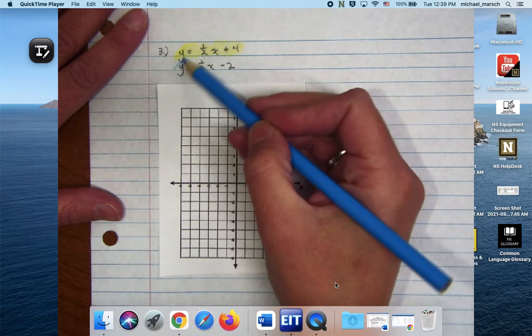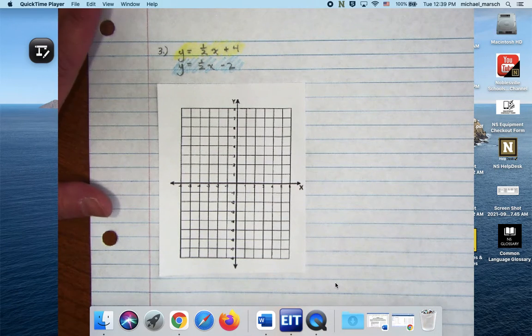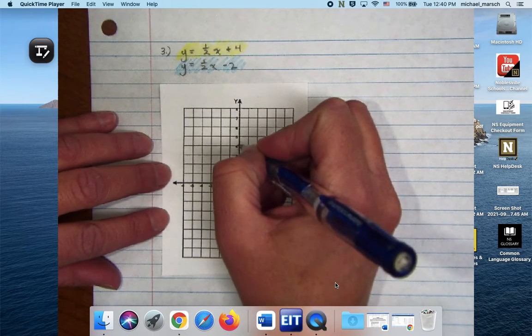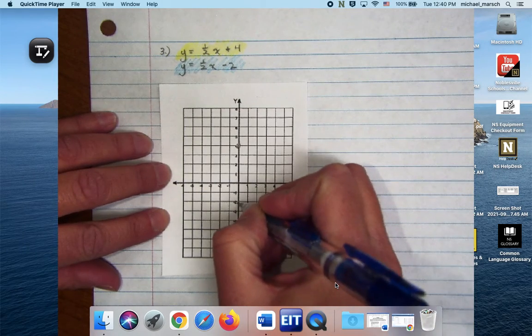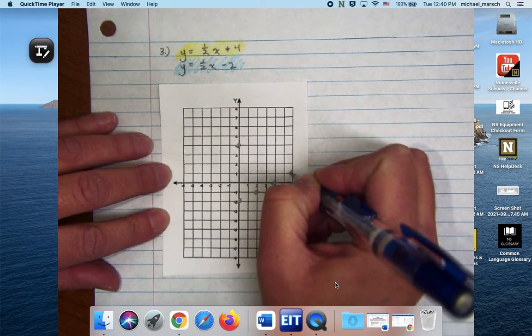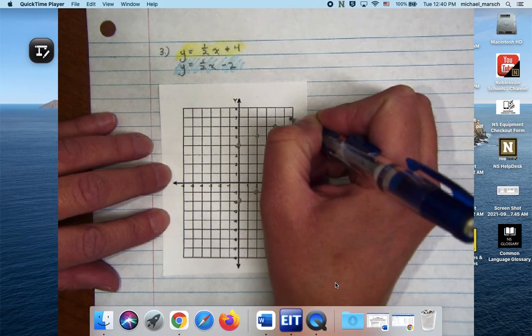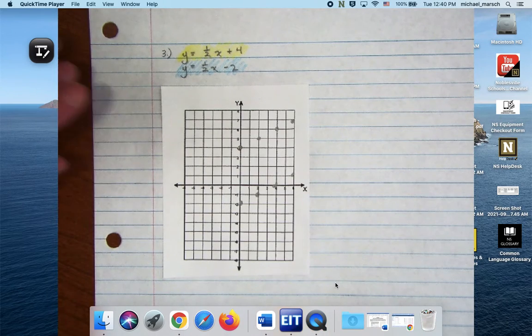Correct. Yep, because how do we find the solution? Yeah, because nothing touched. They're never going to intersect, right? So there would be no solution to this. That means that there will never be an x and a y that would make this work.